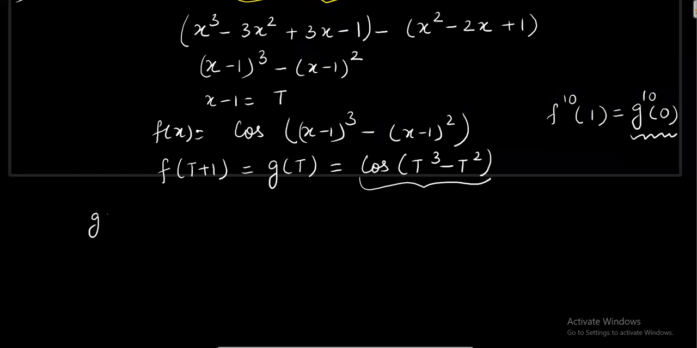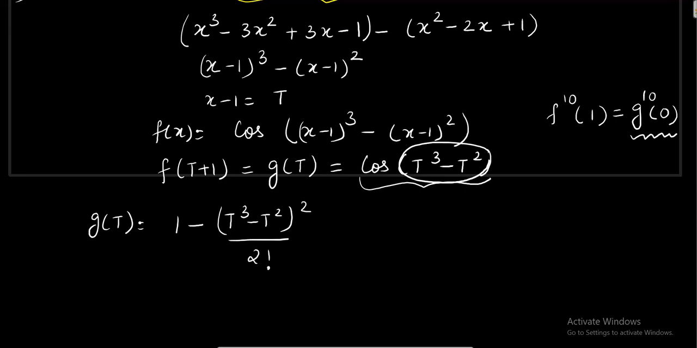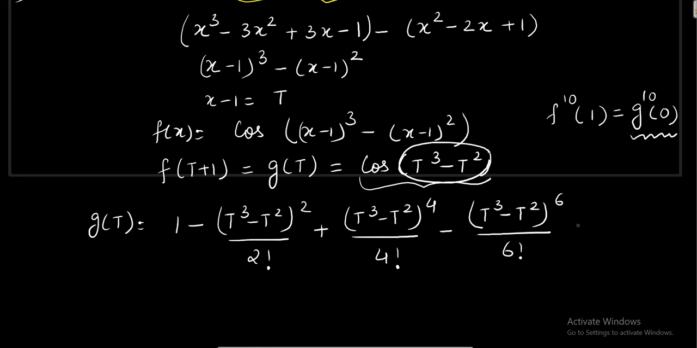So let's rewrite g of t. G of t can be written as 1 minus (t cube minus t square) whole square divided by 2 factorial. I'm making use of the cosine series, writing down the next term, which is (t cube minus t square) whole power 4 upon 4 factorial. The next term is going to be (t cube minus t square) whole power 6 upon 6 factorial, and so on till infinity.